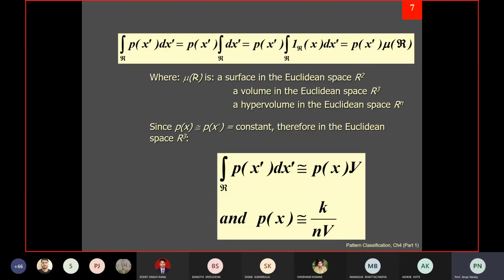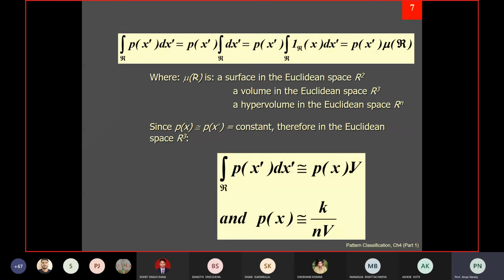Okay, I'll share the ppt. Whatever I explained, then there is a concept, as I already told you. If you take R as a surface of the Euclidean space R square, it is called the volume. If you have R cube, then you have a hypervolume, and in general Rn.